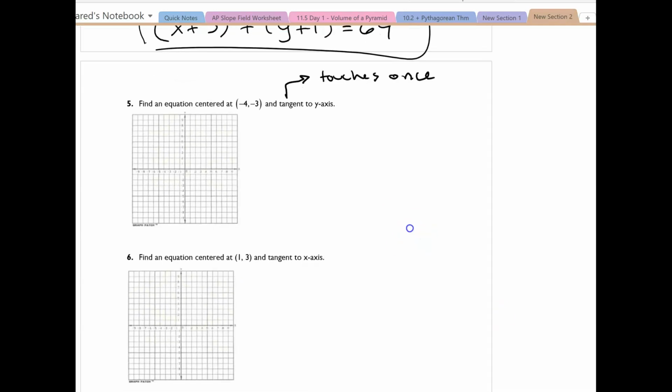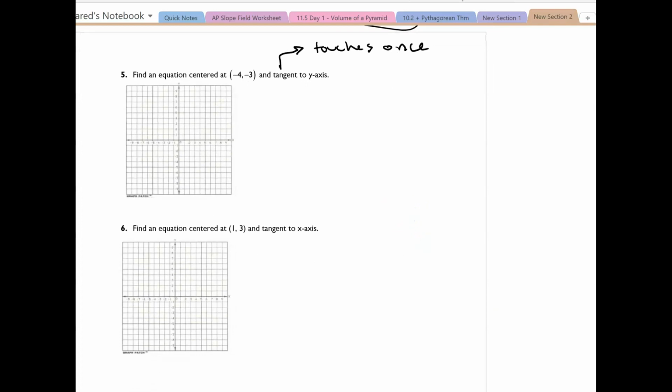Oops, sorry about that. Our center is at -4, -3. There's the center of our circle. Nice of them to give us h and k because we're finding our equation. So we have x plus 4 squared plus y plus 3 squared equals. And now we need the radius. And how we are going to get the radius is use the fact that it touches the y-axis once.